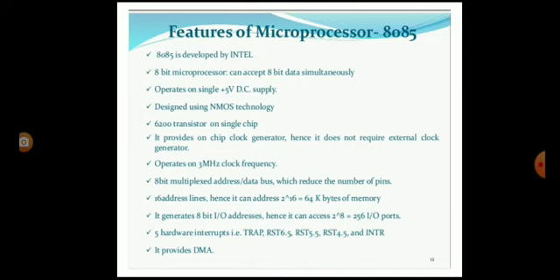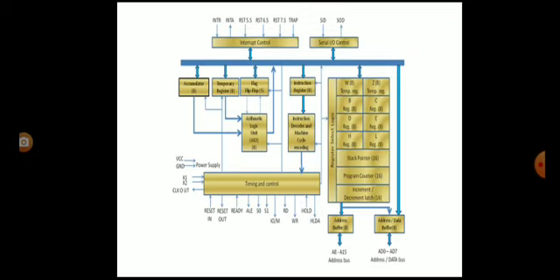TRAP is a non-maskable interrupt. The 8085 also provides direct memory access capability, a facility for the external device to perform direct memory access. So this is the block diagram. Here I am not going to tell you about the block diagram, but by seeing this you can add more features of the 8085 microprocessor.